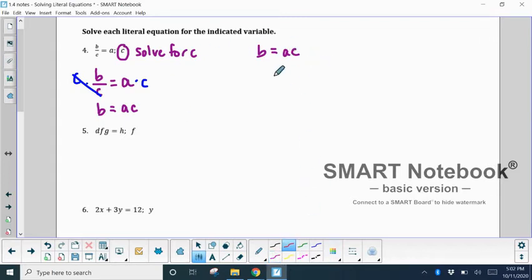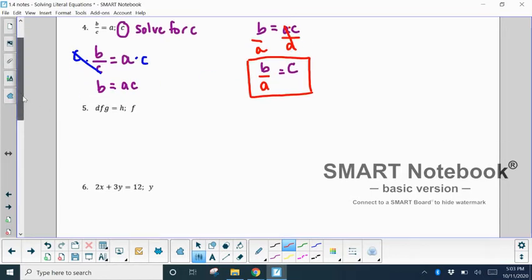So remember, we want to get the C by itself. So I have A times C. So to undo A times C, I'm going to divide by A. Well, if I divide by A on the right, I have to divide by A on the left. A divided by A gives me a 1C, or just a C. And then B divided by A is just going to stay B divided by A. Again, we don't combine anything there. They are not like terms. So if we want to get C by itself, we're going to say C equals B over A, or B divided by A.